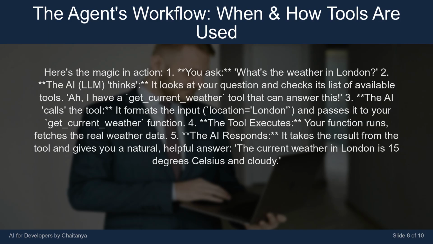3. The AI calls the tool. It formats the input, location equals London, and passes it to your get_current_weather function. 4. The tool executes. Your function runs, fetches the real weather data. 5. The AI responds. It takes the result from the tool and gives you a natural, helpful answer. The current weather in London is 15 degrees Celsius and cloudy.